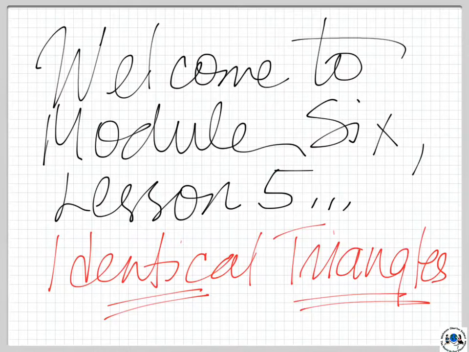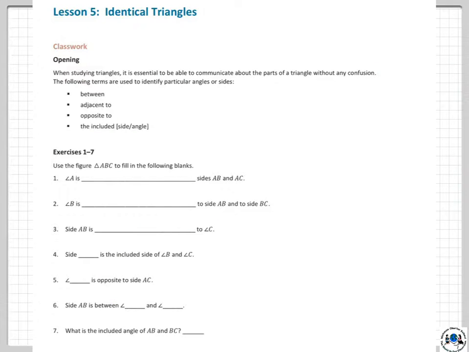Just a heads up, Exercise 7 in this problem set, Lesson 5, Exercise 7, is supposed to be exploratory, so don't expect to get an exact answer with your knowledge after this, okay? So don't worry about that. Okay, so here we go. We have our opening here.